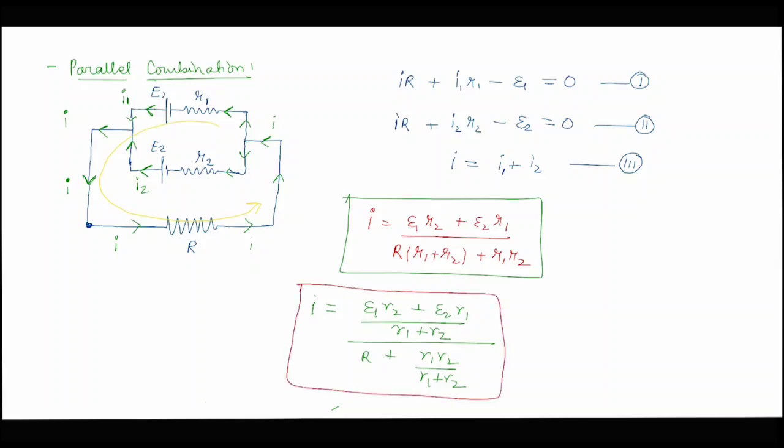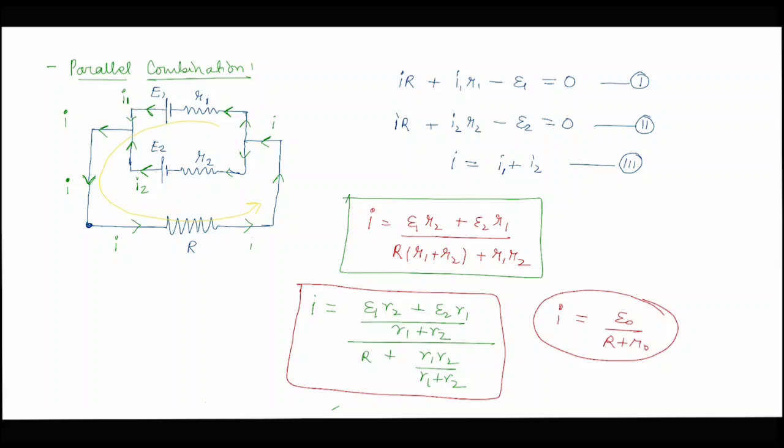And then I can replace it with I is equal to E0 upon R plus R0. So the equivalent EMF will become E0, where E0 is equal to E1 R2 plus E2 R1 upon R1 plus R2, and the value of R0 will be equal to R1 R2 upon R1 plus R2.